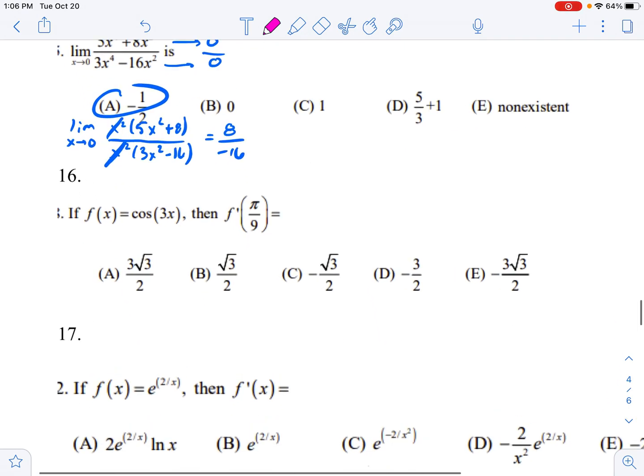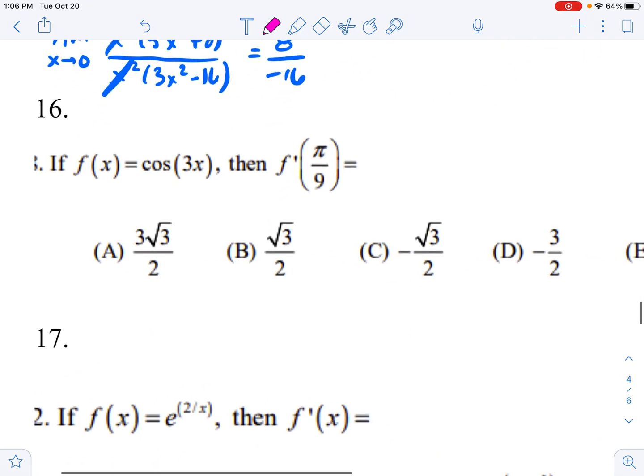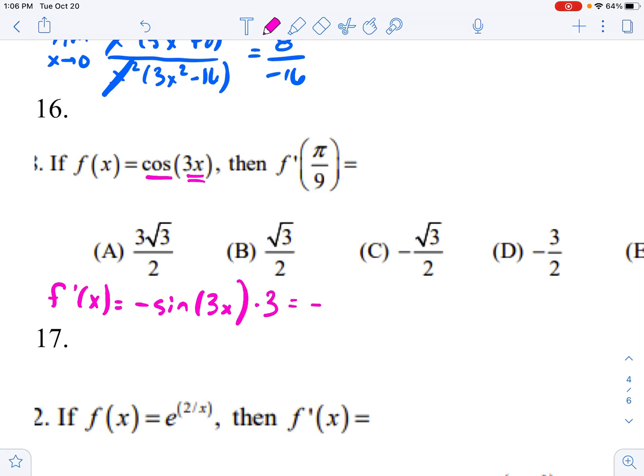Okay. Next up, if f of x is the cosine of 3x, what is f prime of pi over 9? Okay, so since this is more than a plain x inside the cosine function, we are looking at the chain rule. Outer function is cosine, so f prime will be negative sine, leave the inner part alone, the 3x. Now I'll multiply by the derivative of 3x, which is 3. So I'm going to write this as negative 3 sine of 3x.